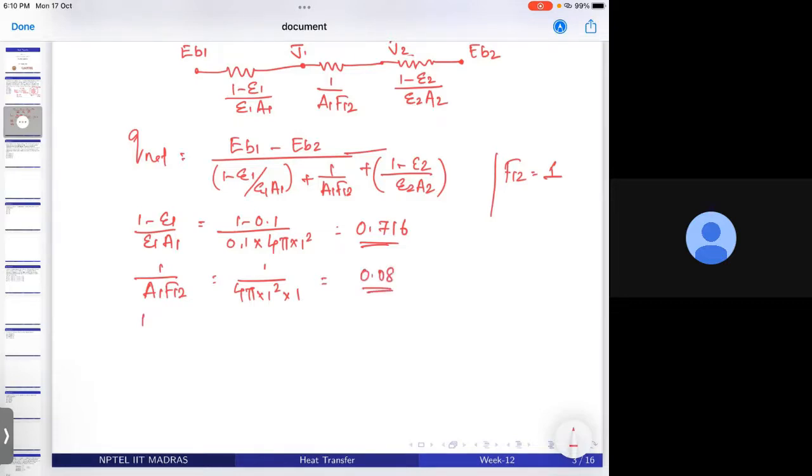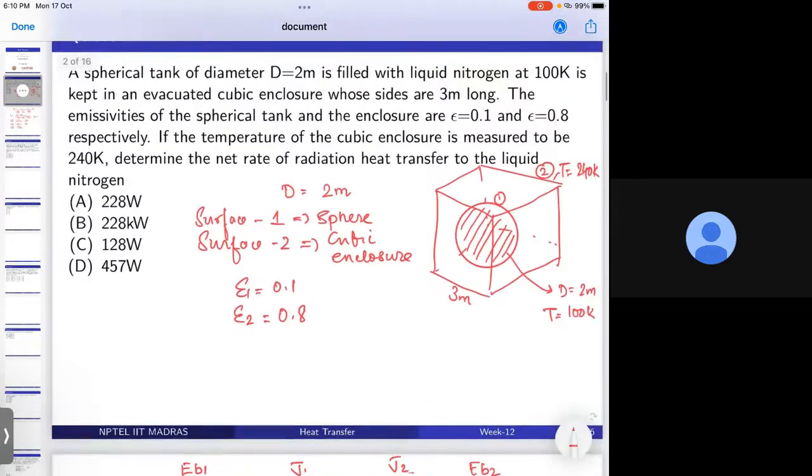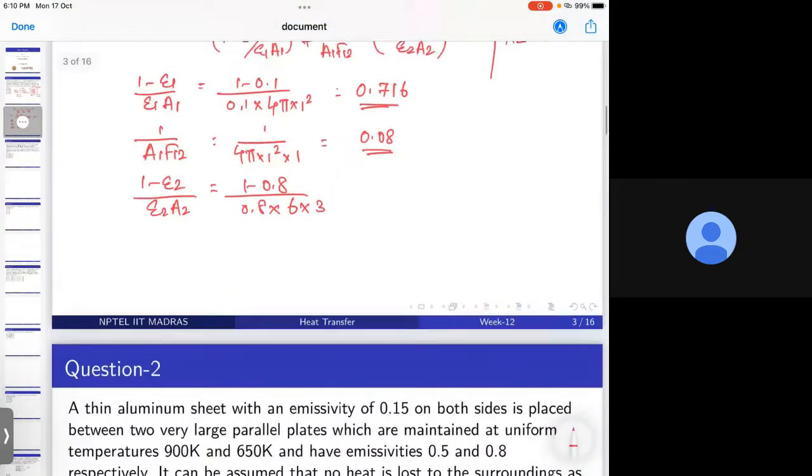And we have (1 minus epsilon 2) divided by (epsilon 2 A2). So epsilon 2 is 0.8 into... the cube, what is the surface area of the cube? That is 6a squared, right? It is given as 3 meter long, so 3 squared, which is equal to 0.46.